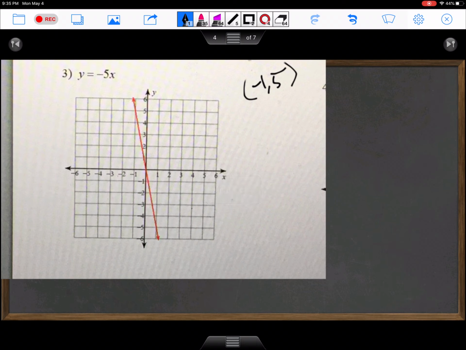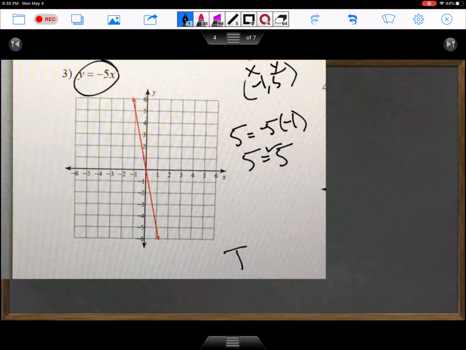Okay, let's check this out. We've got function y equals -5x. We've got xy coordinates for a point -1, 5. I'm going to substitute in my x and y, and I get 5 equals 5, which is true. Let's confirm with the visual. Point -1, 5 is on the line right up there. Great.